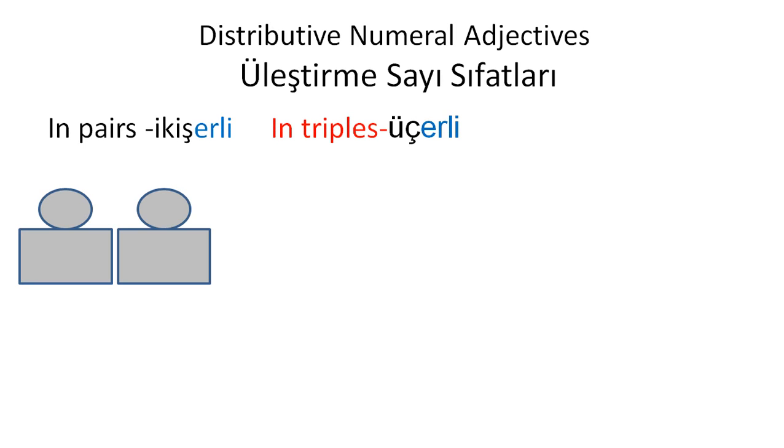Very simple. If you want to put things one by one or in triples, depending on the number of things or people, if you put them in groups or in pairs, then you have to use these numeral adjectives in Turkish. Example on the left, in pairs. When you say in pairs in English, in Turkish we say ikişerli. All right.